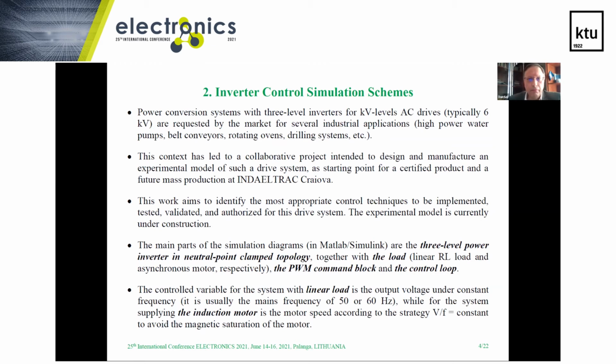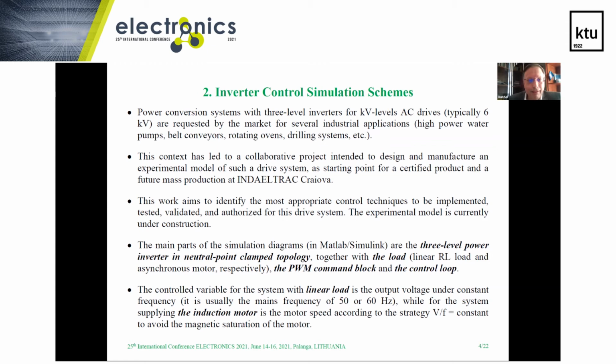it is very important to have such inverters because they are requested by the market for several industrial applications. And in this context, we have a collaboration, our university, with this company, Eltra Craiova, and we intend to design a prototype of this 3-level inverter.